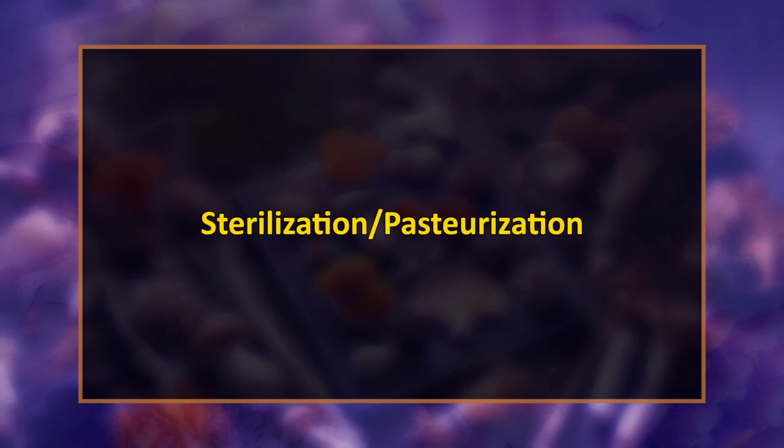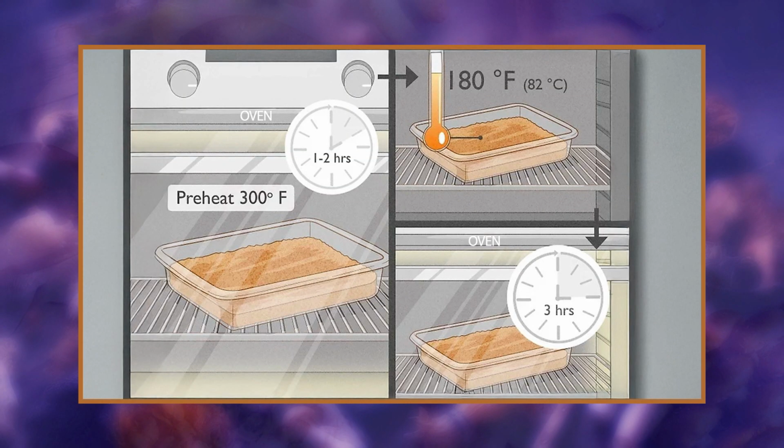Let's now talk about the sterilization and pasteurization. The substrate must be sterilized, typically by pressure cooking at 121 degrees Celsius, which is around 250 degrees Fahrenheit, for 90 to 120 minutes to minimize contamination from competing microorganisms.